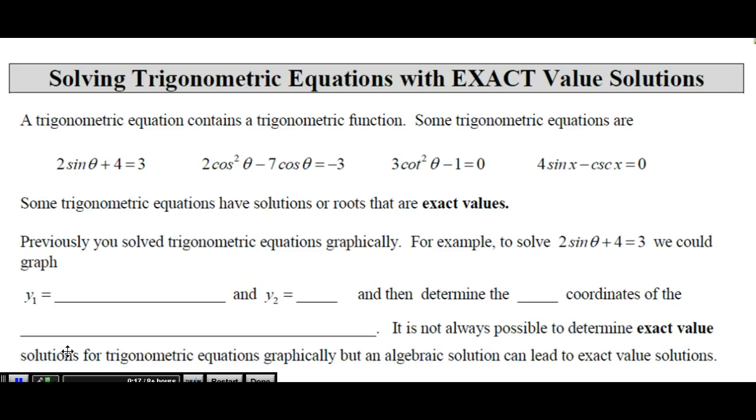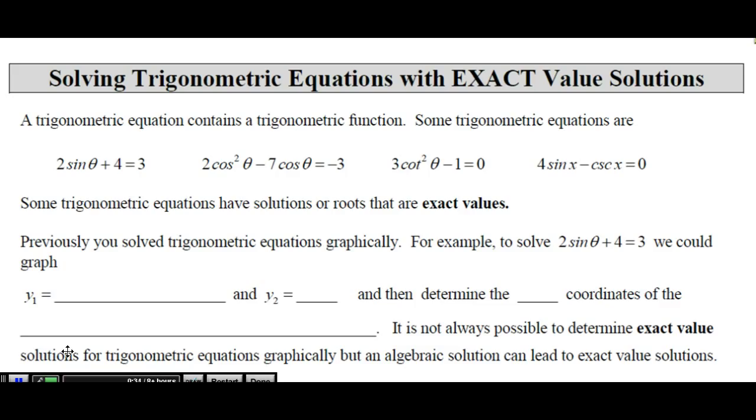So, a trig equation has got to have an equal sign, right? It's equal to something. And then you can solve it, right? So there's some values of theta that will make this true. Or this, or this, or this.